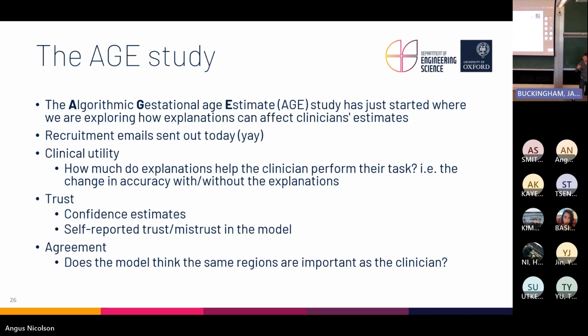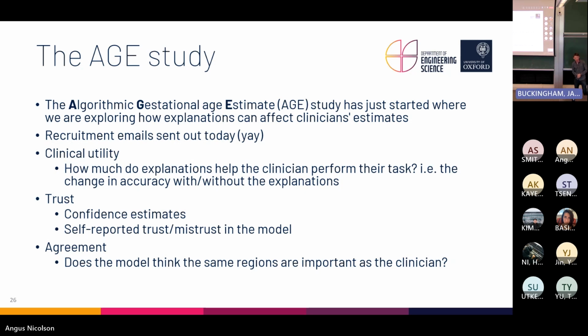So I just do the accuracies: does the accuracy of the clinician change when they have the explanations compared to when they don't? Trust, so we're actually asking the clinician to give an estimate of how confident they are in providing their estimate. And we're doing that both with and without the explanation, so we can see how that changes. And also some self-report mistrust in the model, so we can see whether their general opinion about the model changes. Obviously, it's only qualitative, it's difficult to show, but you can still ask, right? It's better than nothing.